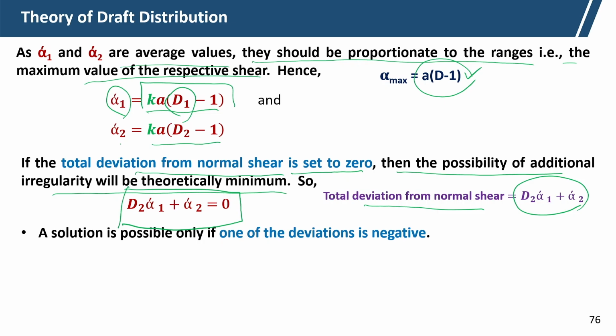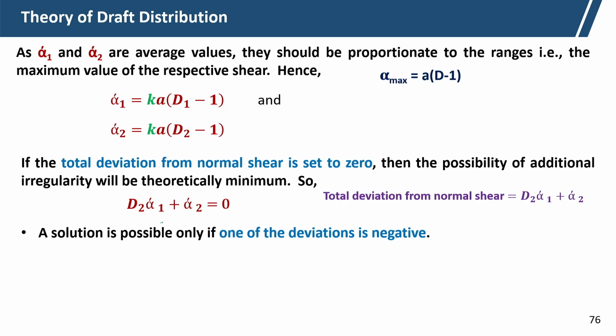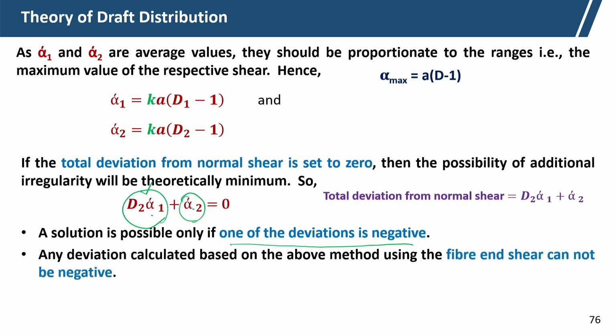So, a solution is possible only because they are added. This is only possible where either this is 0, or one of these deviations is negative. That is, either both are 0, which is not possible, or one of these parameters is negative and equal, and only then it will be 0. Any deviation calculated based on the above method using the fiber end shear cannot be negative.